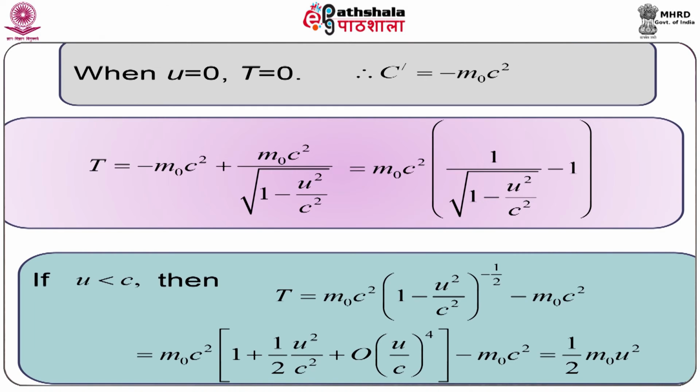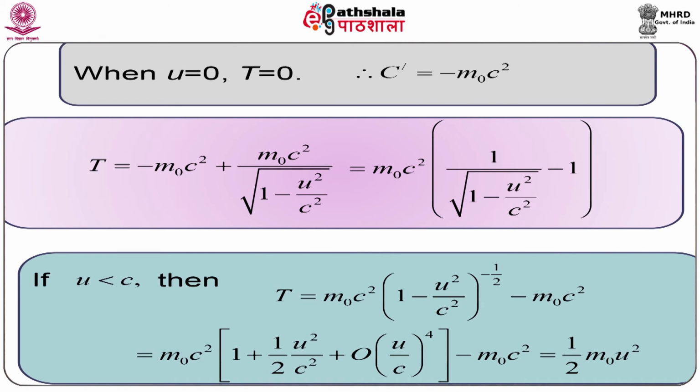This term has been written as it is. As u is less than c, we can neglect these quantities, these are of higher powers, so negligible. Then we retain these two terms. Multiplying m0 c square with 1, we get m0 c square, and here we get minus m0 c square. So both cancel each other. We finally get capital T equal to half m0 u square.